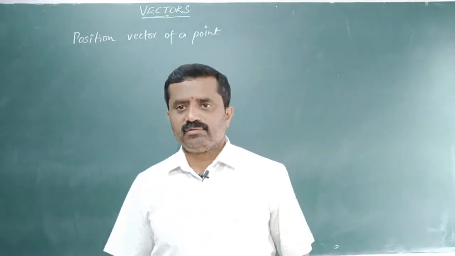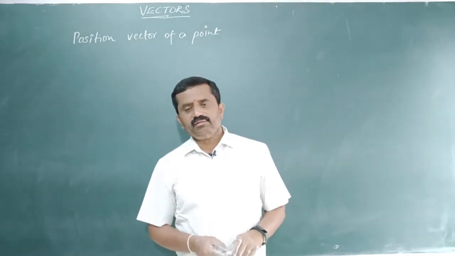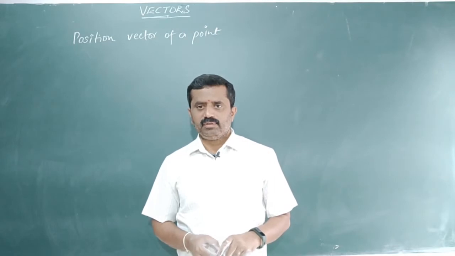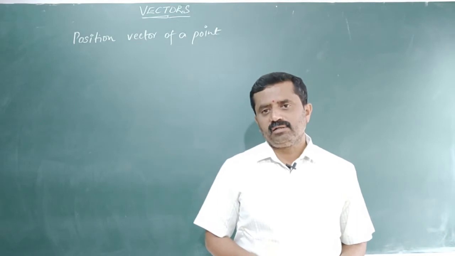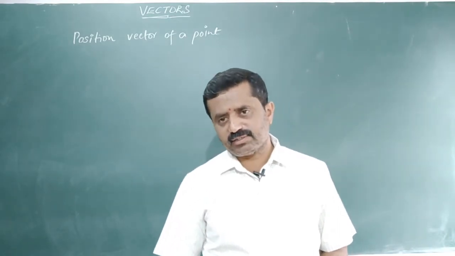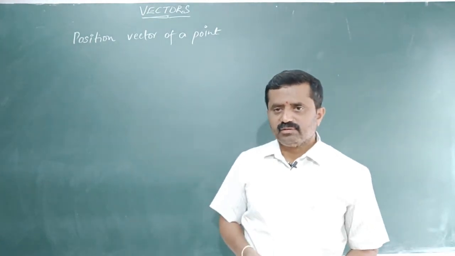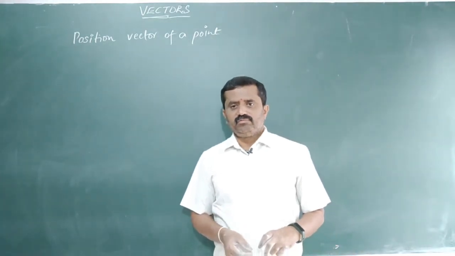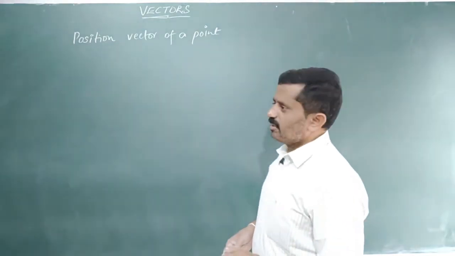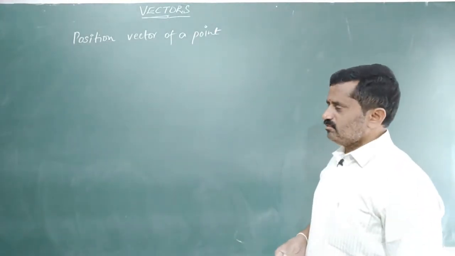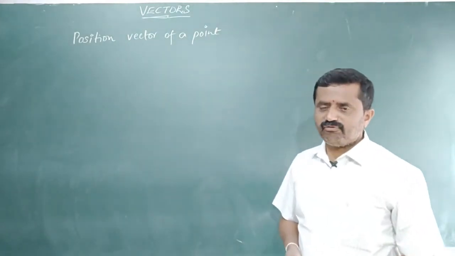In the last class we learnt what is a vector, how to represent a vector and types of vectors. Dear children, in this class we shall learn the remaining concepts. First we have the position vector of a point.